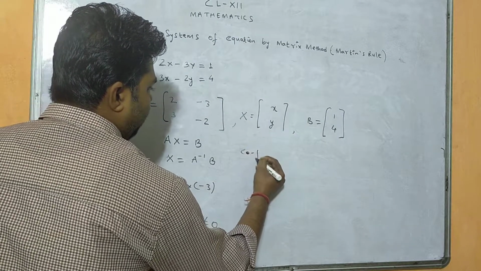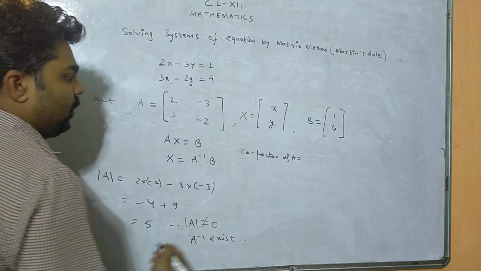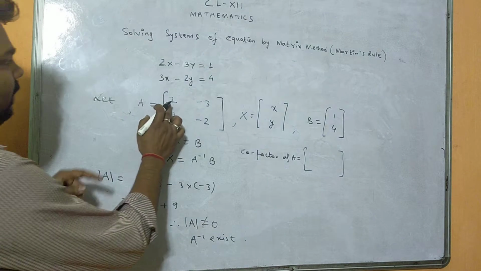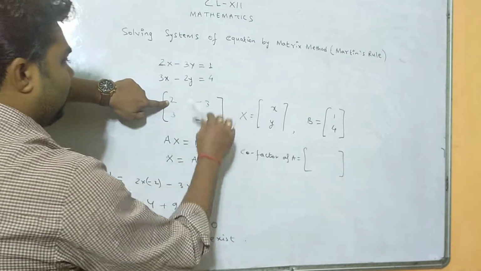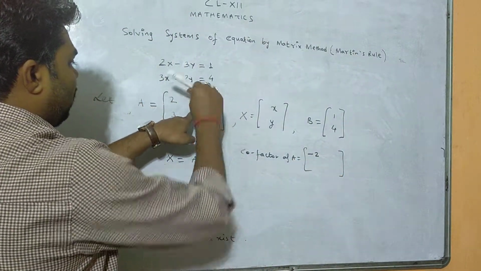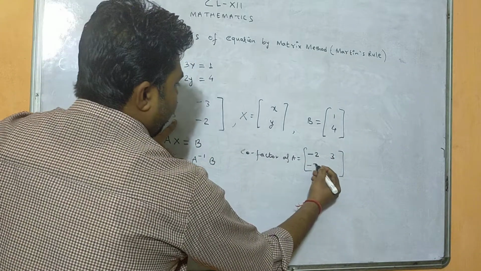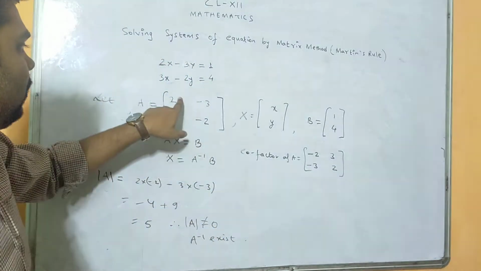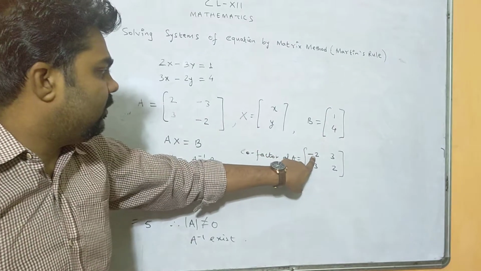Now we will find the cofactor of A. Last time I told you how to find the cofactor for element 2. If you are finding the cofactor for 2, you hide the corresponding row and column, so you get minus 2. Similarly for minus 3, if you hide its row and column, you get 3. For 3, you get minus 3. And for minus 2, you get 2. But see the position of each. For A11, 1 plus 1 is 2, an even number, so the sign will be unchanged.